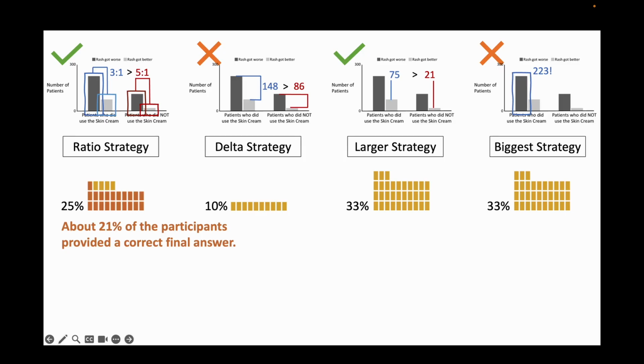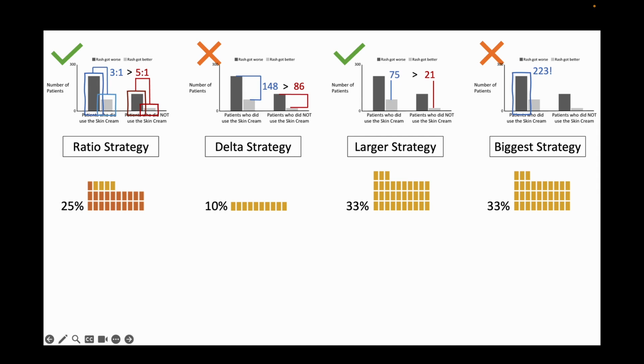Just a quick note that not everyone who used the ratio strategy got the final answer right, because math is difficult. About 21% of them got the question correct. We can all agree that this low accuracy isn't great, so how might we help people more effectively reason with this?